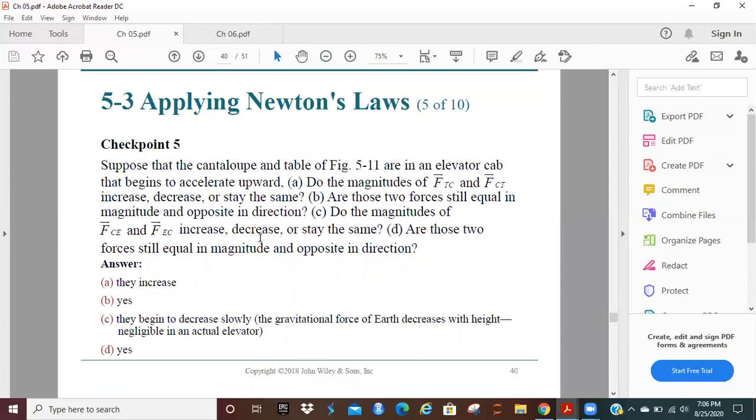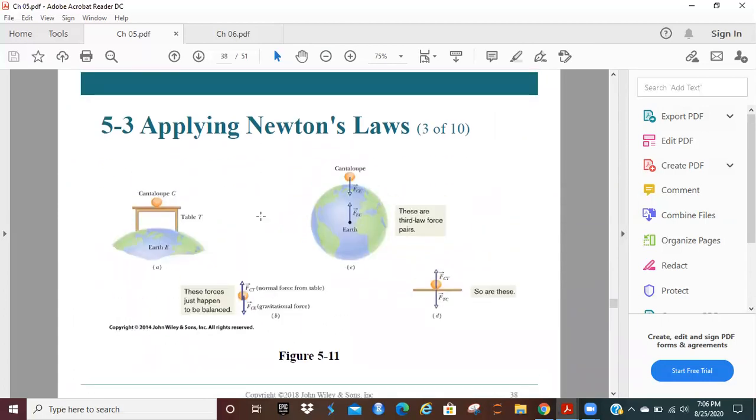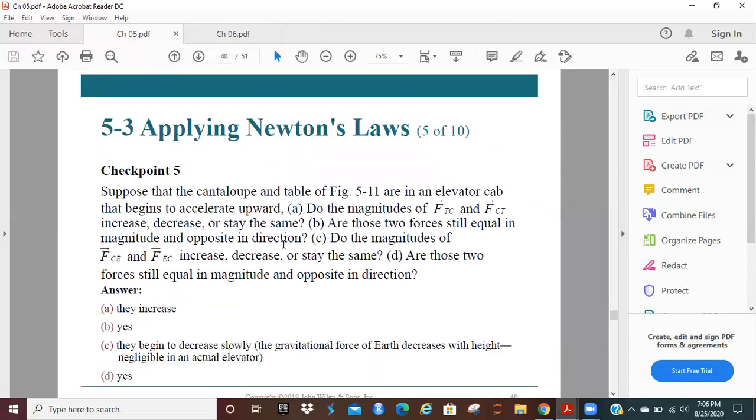Okay, so suppose that the cantaloupe and table, figure 5.11, that right there, are in an elevator cab that begins to accelerate upward. Do the magnitudes of the force of the table to the cantaloupe and the force from the cantaloupe to the table increase, decrease, or stay the same? They should increase.